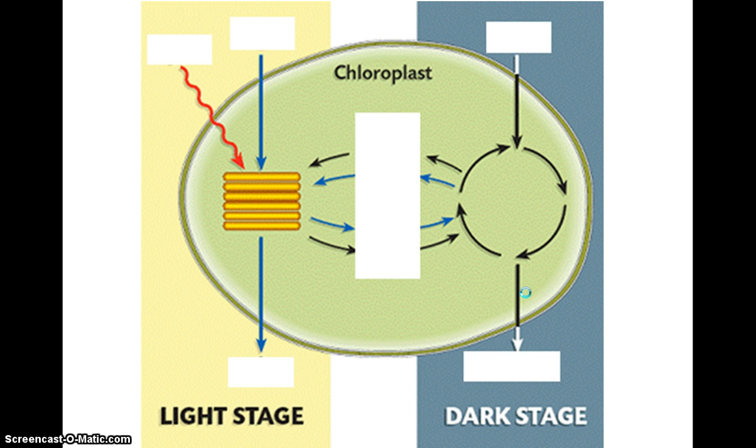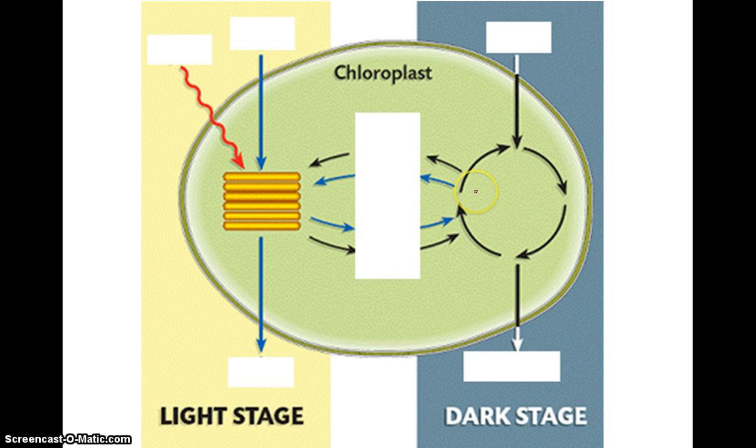So here's the light stage and the dark stage, and there's a couple of important things that you need to know about this. The first thing is the dark stage cannot run without the light stage. The whole purpose of the light stage is to make these two energy molecules that are going to run this cycle in the dark stage. So you can see we have this cycle over here in the dark stage.